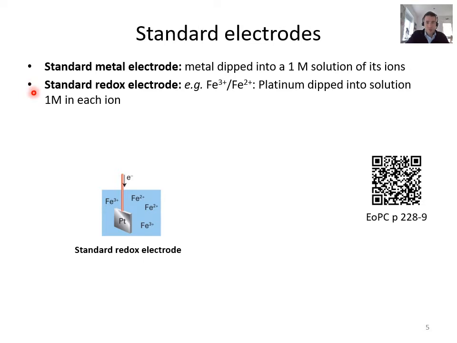Second type of electrode is a standard redox electrode. So this is the example we've seen a few times on the previous slide. You essentially have platinum, which is not taking part in the redox reaction at all. It's just carrying electrons or carrying charge, which is dipped into a 1 molar solution of each of the ions. Okay, so 1 molar of each of these things.